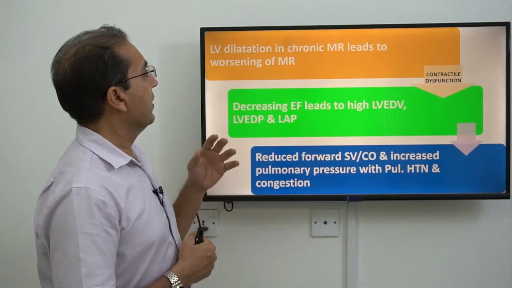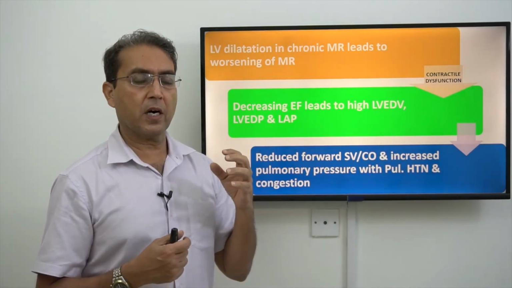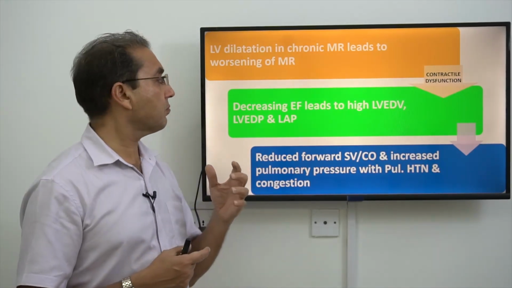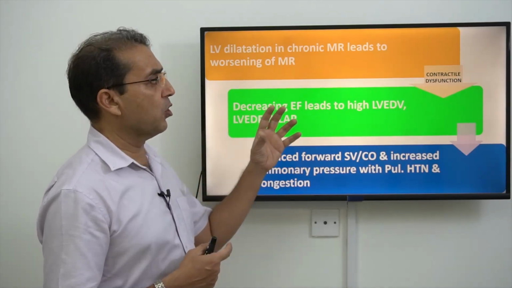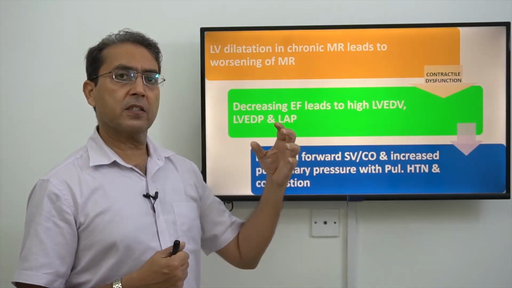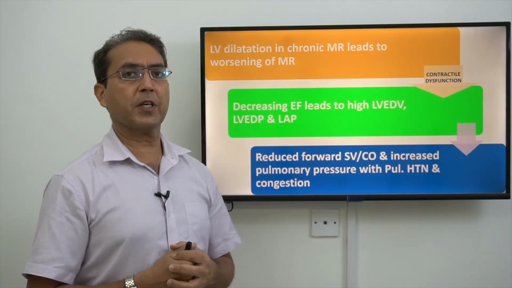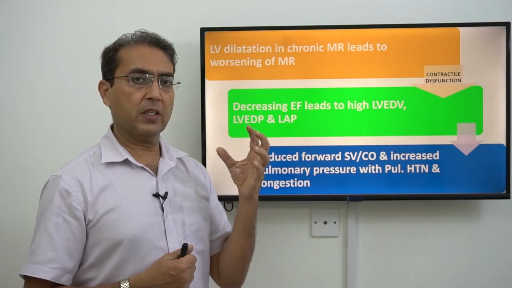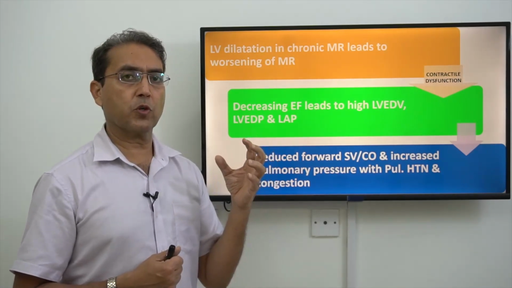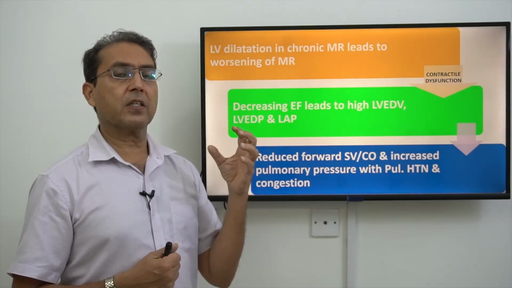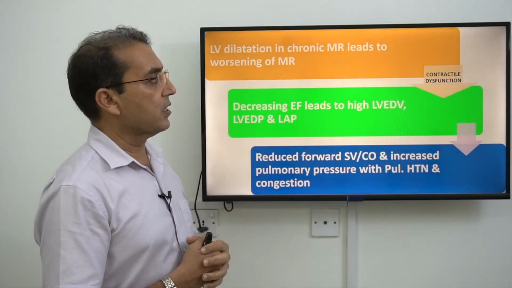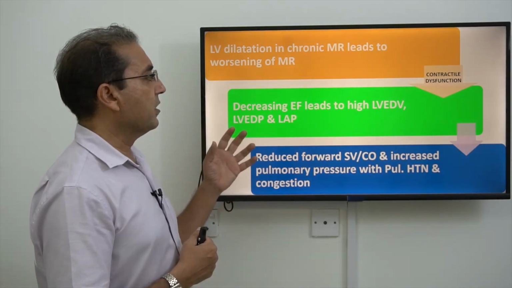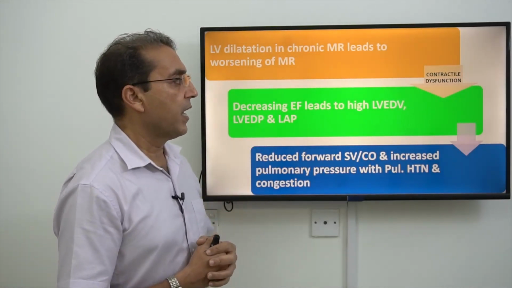Ventricular dilatation in chronic MR leads to worsening of the MR. So as the heart starts dilating, the MR further worsens, and a vicious cycle starts. There is decreasing ejection fraction, because with time, as the heart dilates, the contractile dysfunction starts coming into the picture. The heart's contraction over a long period of time, when the heart has to maintain the cardiac output with increasing dilatation and increasing heart rate, the contractile dysfunction starts coming in. Probably the myocardium starts getting fibrosed. There is decreased ejection fraction leading to high left ventricular end diastolic volume.